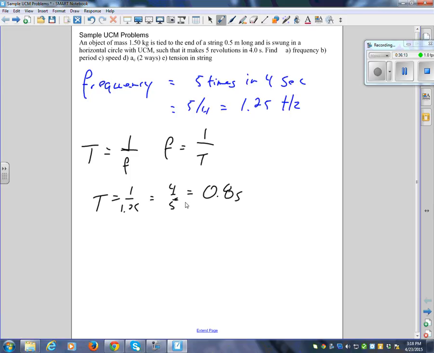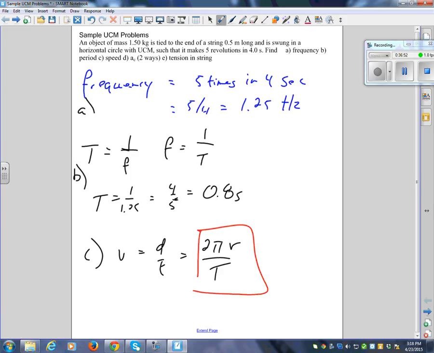Okay, part C, the speed. Do you remember from the very first equation? V is distance over time, 2 pi r over t. I apologize, that one you should probably write down. You're going to need that one.